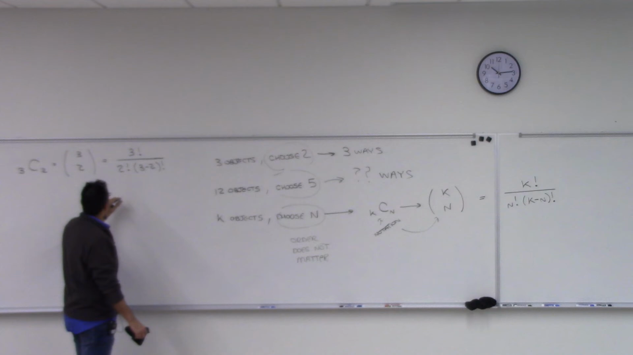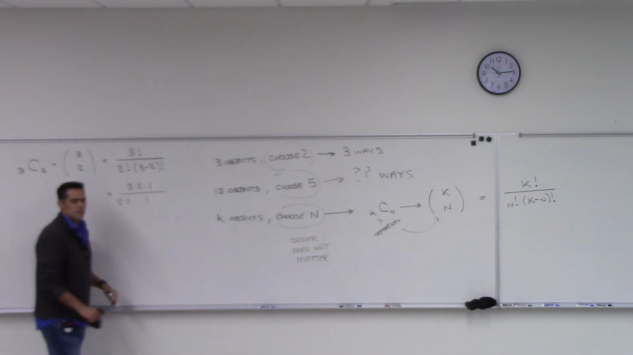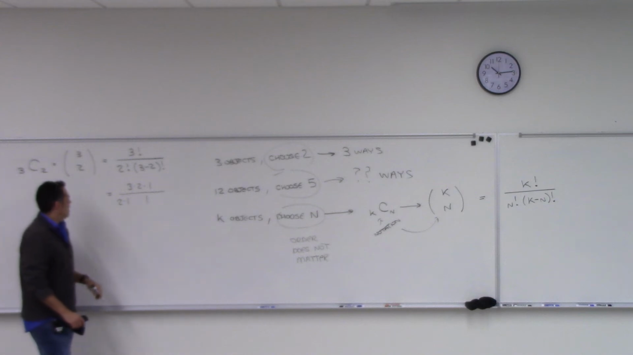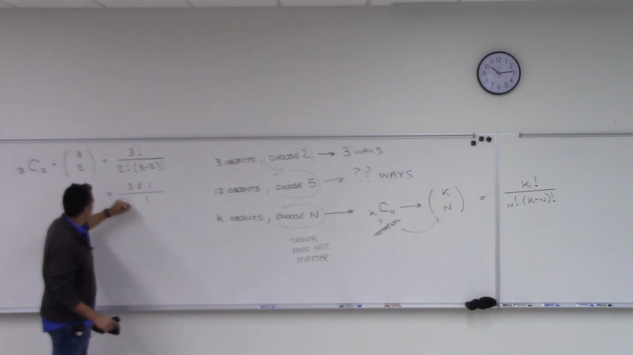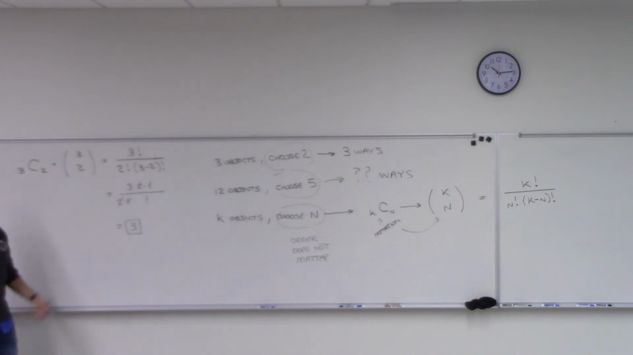Okay, the top is 3 factorial, which is 3 times 2 times 1, over 2 factorial, which is 2 times 1. And 3 minus 2 is 1, so that's 1 factorial, that's 1. Y'all following? And I'm just going to cancel some things out here. What is this? 3, right? So it works. I think it works. At least it worked that time, right?